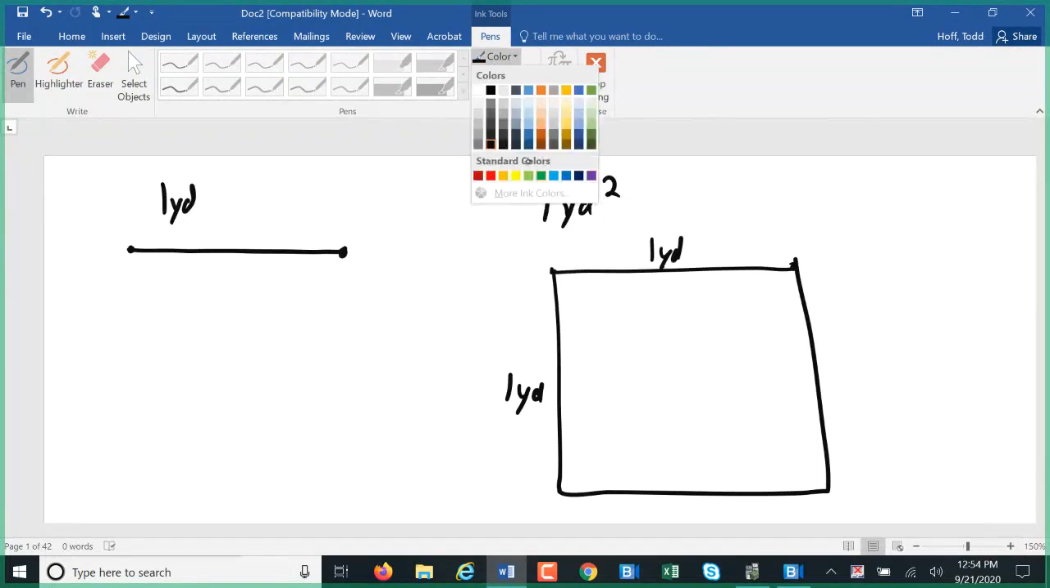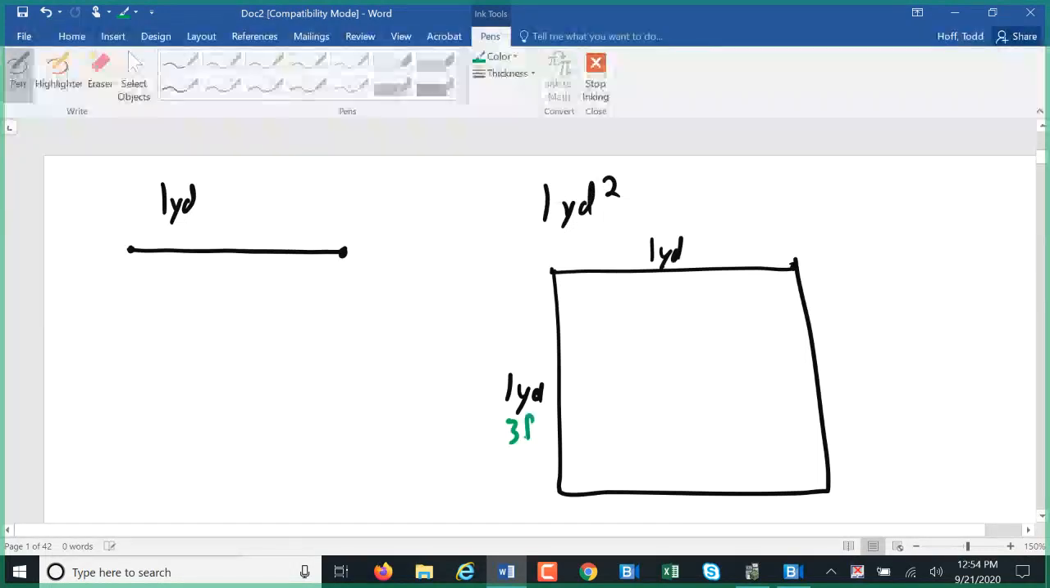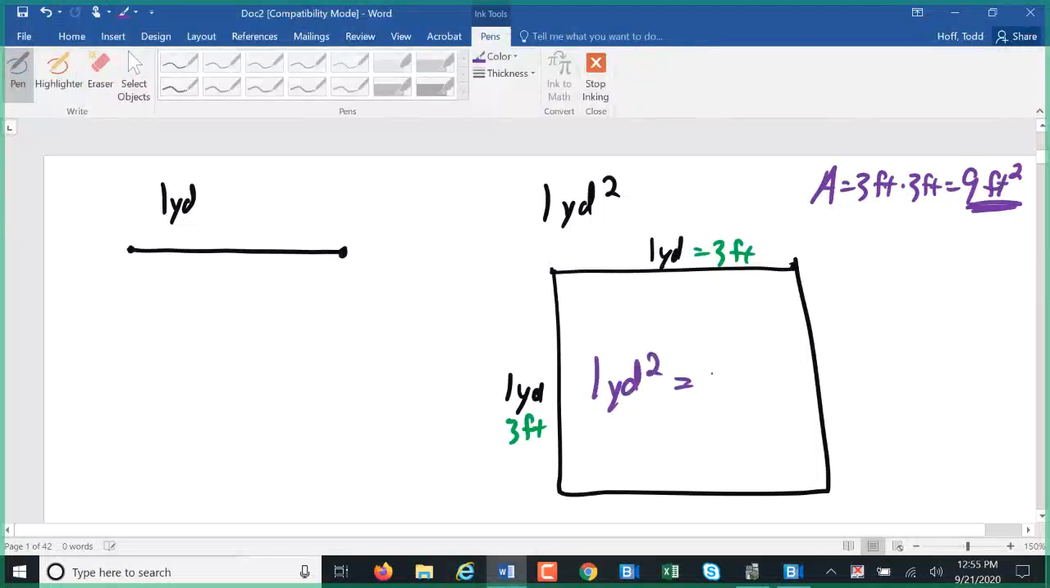And a yard is 3 feet. So that's 3 feet by 3 feet. Well, the area of that, 3 feet times 3 feet, well, 3 times 3 is 9, and feet times feet is square feet. 1 square yard is equivalent to 9 square feet. Again, there's 3 feet in a yard. 3 squared, or 3 times 3 is 9.